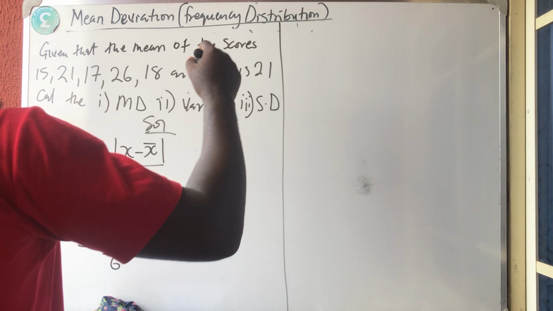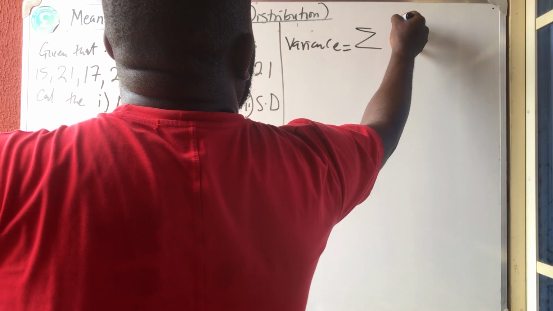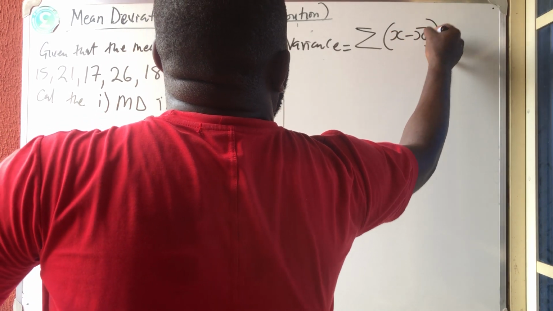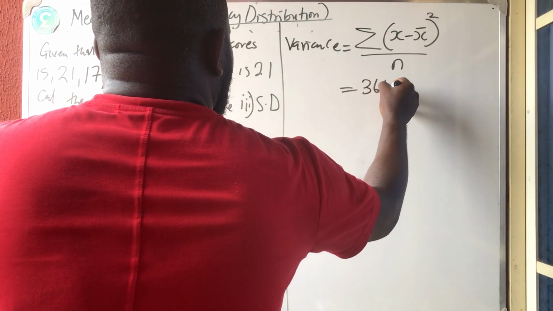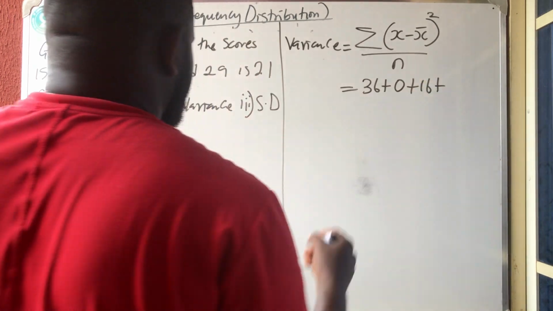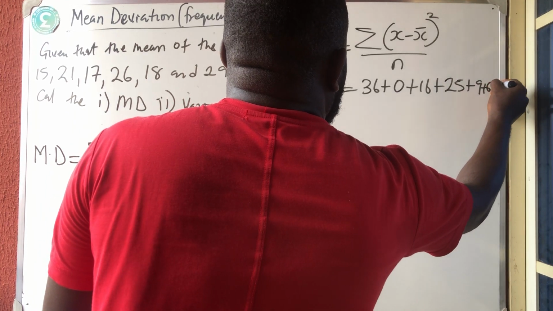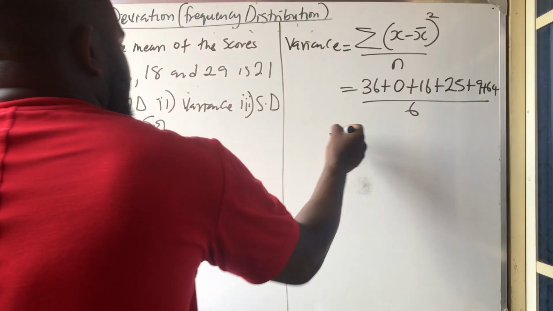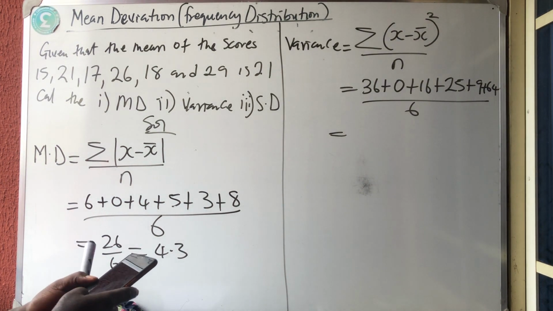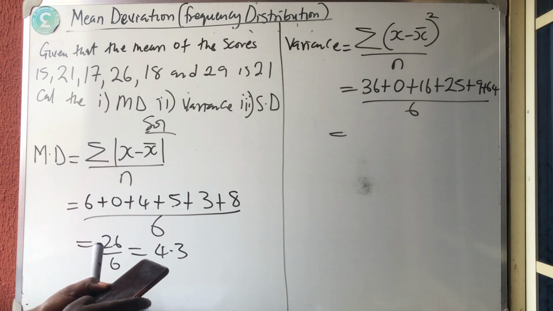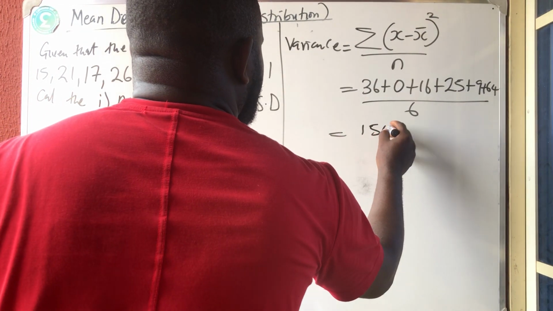But for the variance first, variance is simply the summation of x minus x bar all squared divided by n. So let me start summing this thing. 6 squared 36 plus 0 squared 0 plus 16 plus 5 squared 25 plus 3 squared 9 plus 8 squared, 8 times 8 64. Everything divided by 6. We are squaring it. So I'm having 36 plus 16 plus 25 plus 9 plus 64. So I'm having 150.